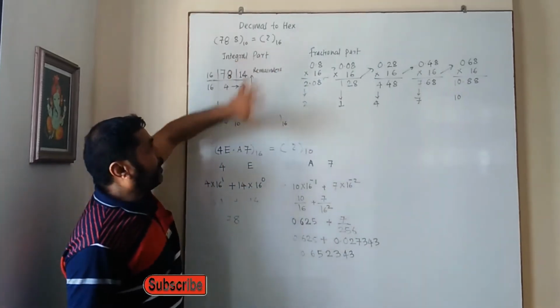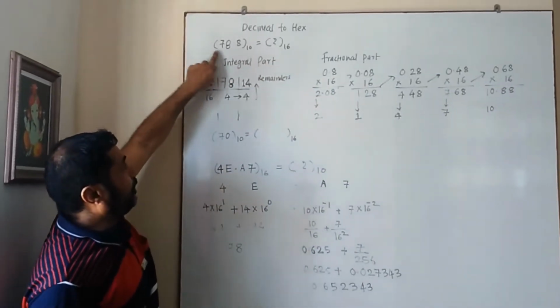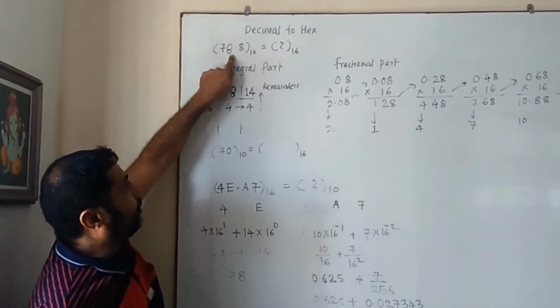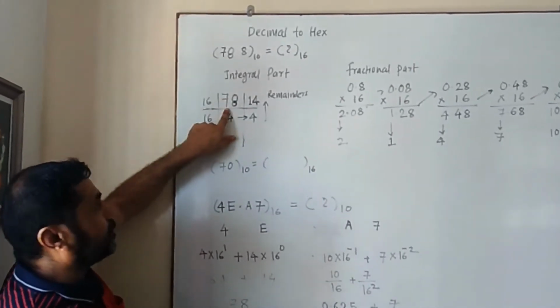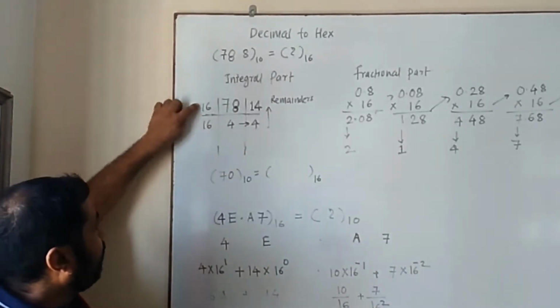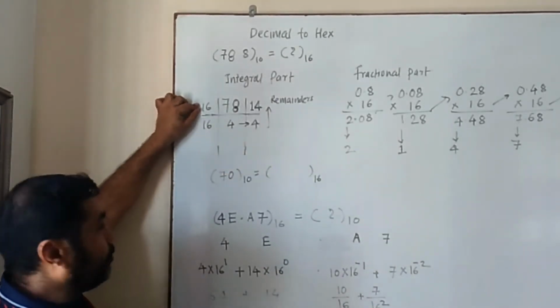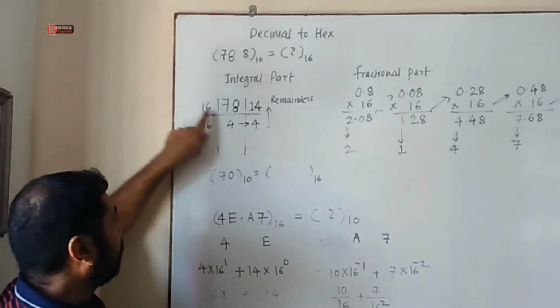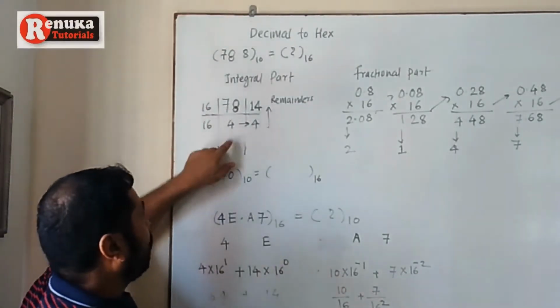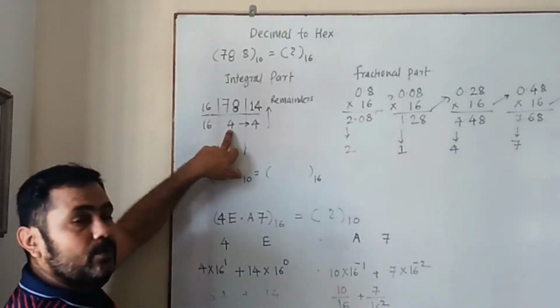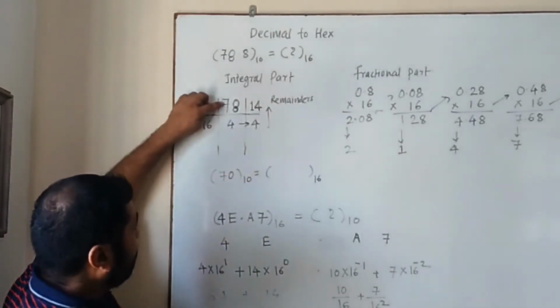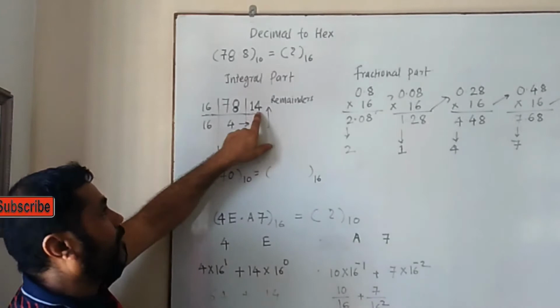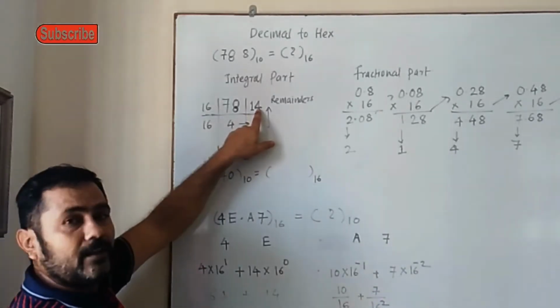Here the integral part is solved like this. Suppose the integer in the example is 78. So we take 78 here and divide it by the base of the hexadecimal number system, which is 16. 16 fours are 64. So 78 minus 64, the remainder will be 14. So 14 is noted here.